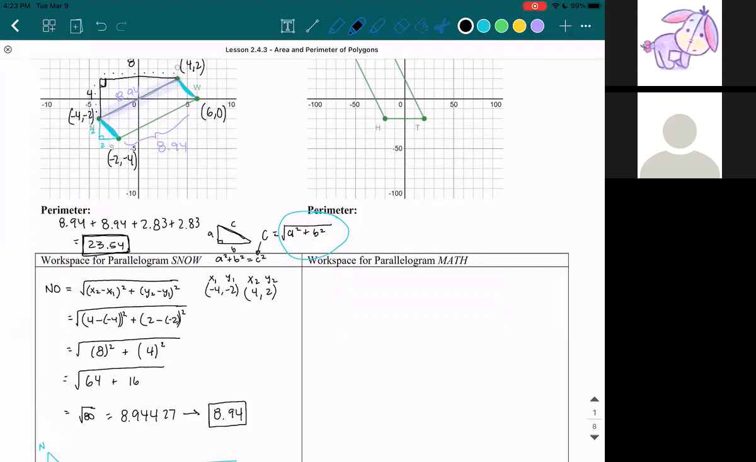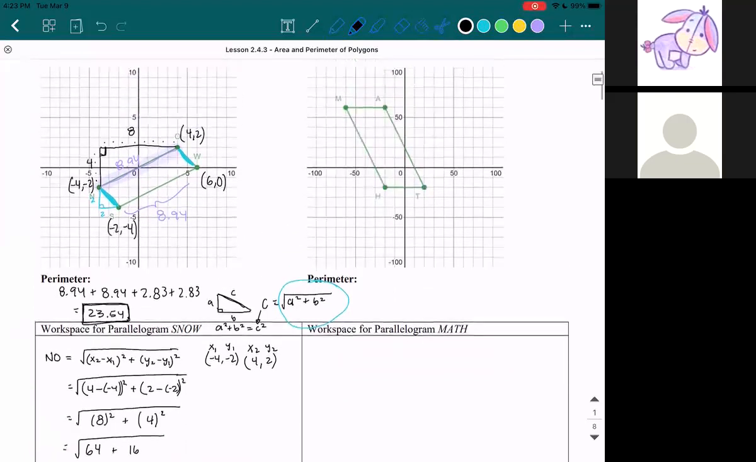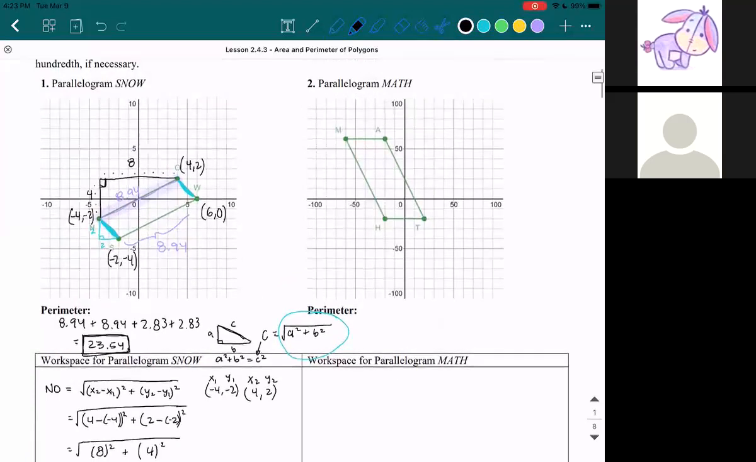Okay, so if you have any questions, feel free to call me over into your breakout room. If not, let's try the next one. I can have you guys try this one on your own. So pause the video here and try to find the perimeter of parallelogram MATH. Pause the video.